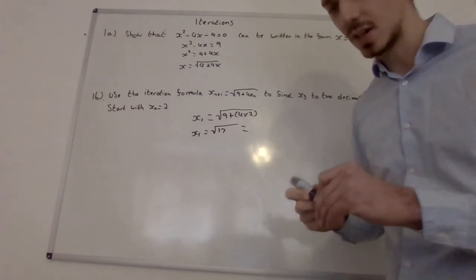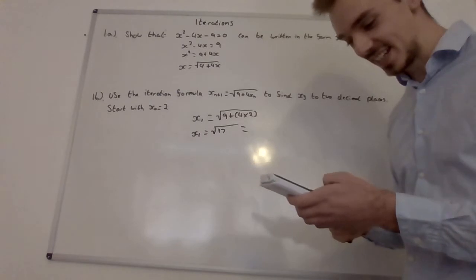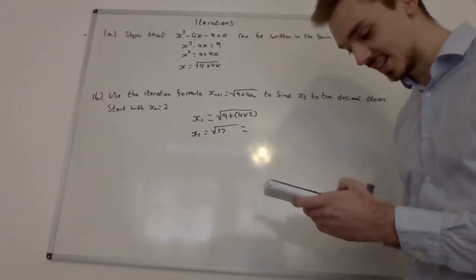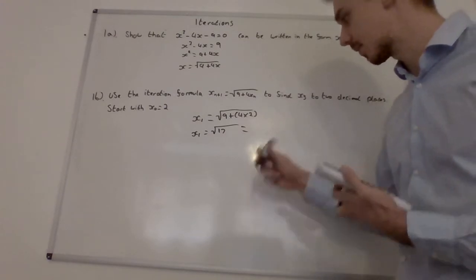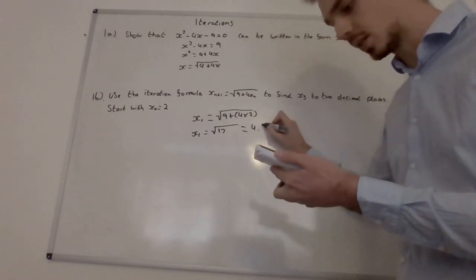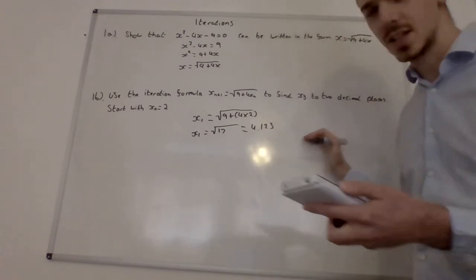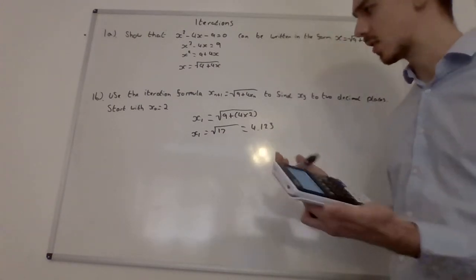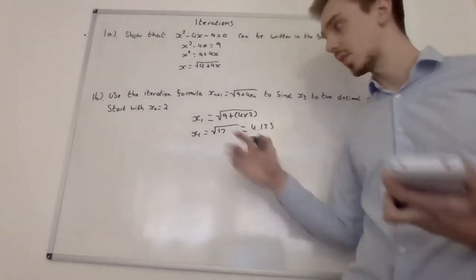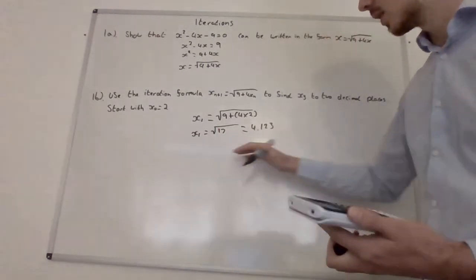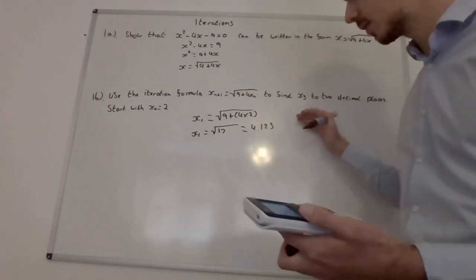You're definitely going to want to use a calculator. Fair play if you can do it in your head; I'm going to be honest, I certainly can't. Okay, so we're getting 4.123 and a lot of other decimals as well, which I'm not going to write down, because I'm going to use the answer button on my calculator each time when I do the next steps. We've now found x1 to be 4.123.